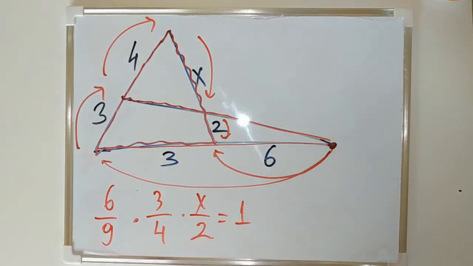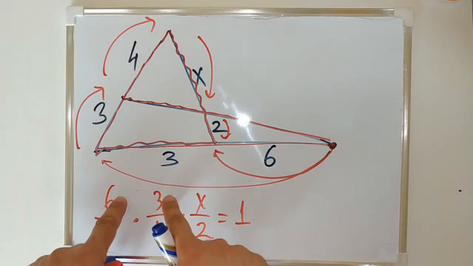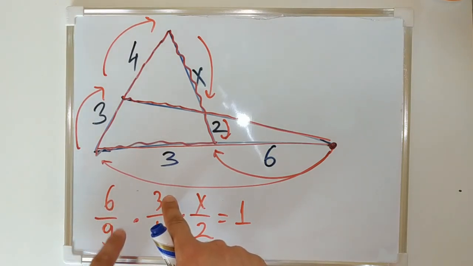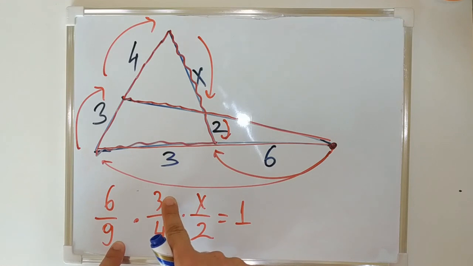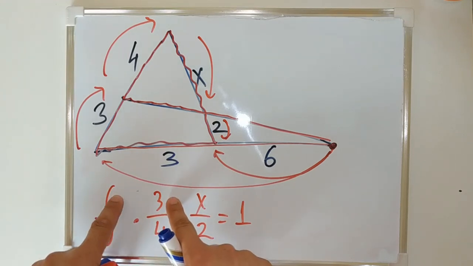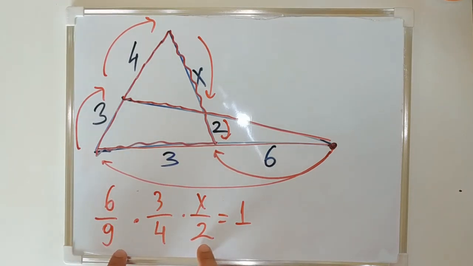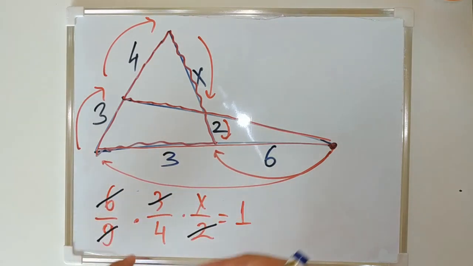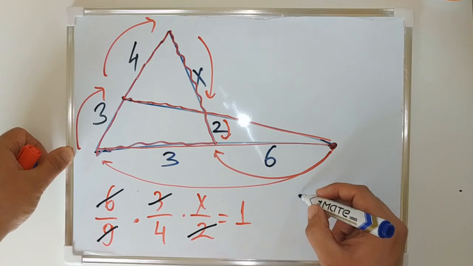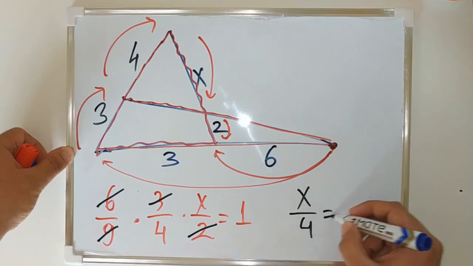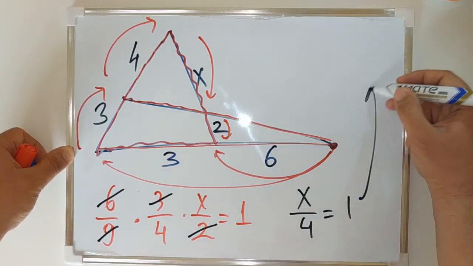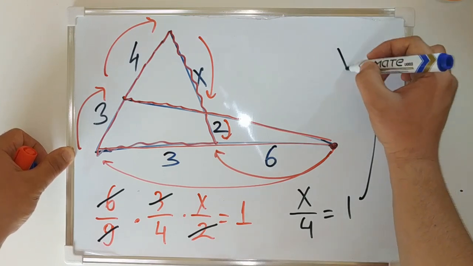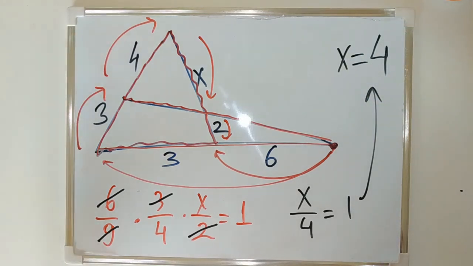Now we can find x. So we see here 6 times 3, 18. 18 divided by 9 is 2. Or we can do this: 6 times 3 is 18, 9 times 2 is also 18. So our expression simplifies to x over 4 is equal to 1. So we can do the cross multiplication and we got x is equal to 4.